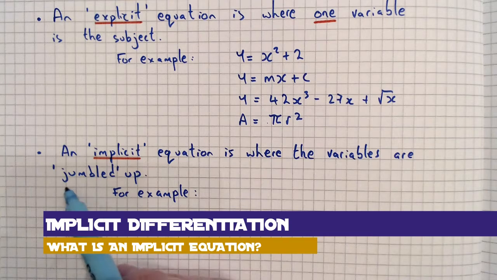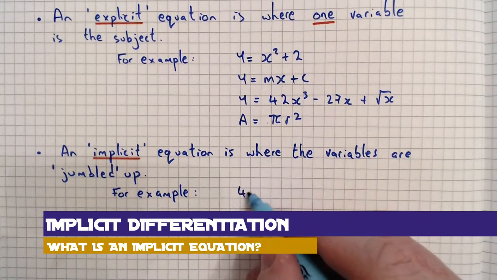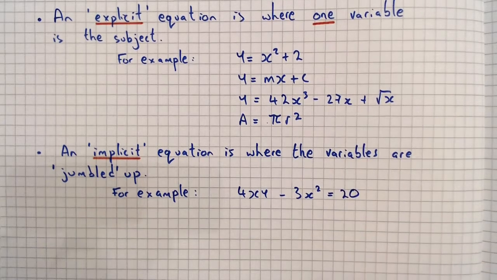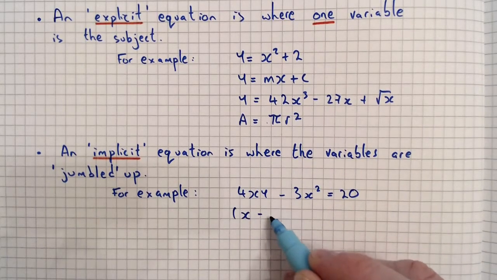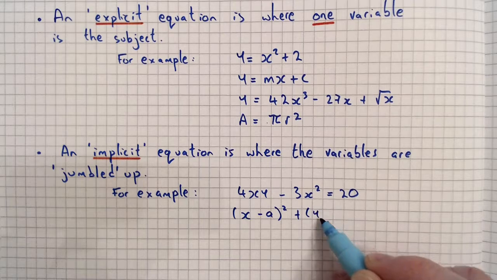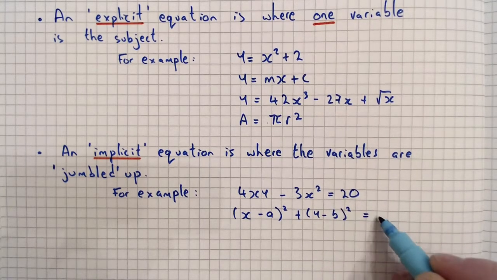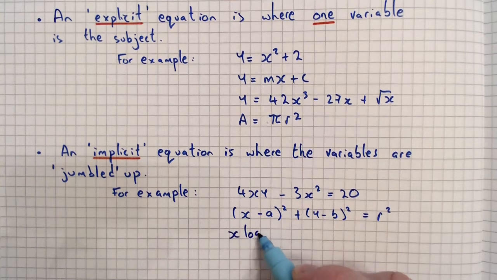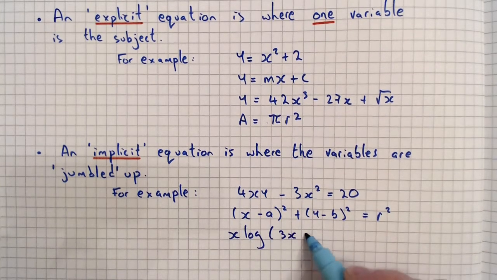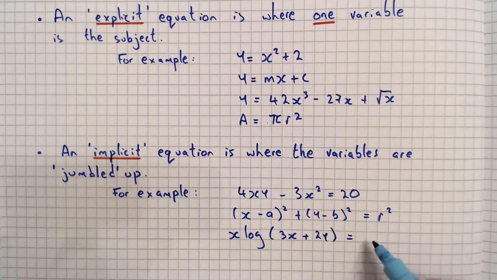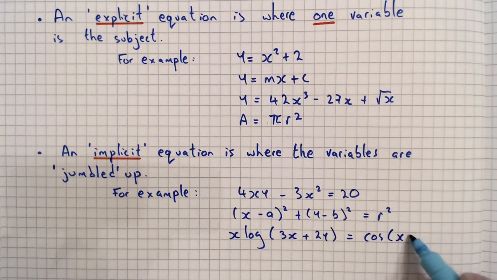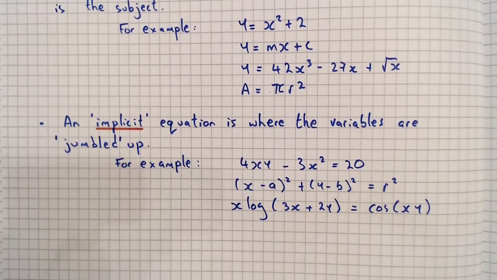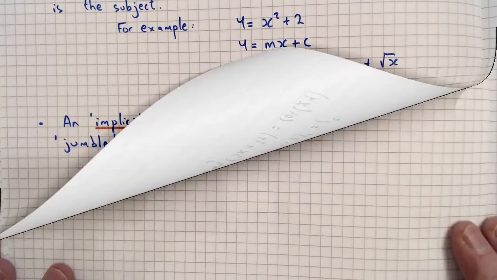An implicit equation, on the other hand, is where all the variables are kind of jumbled up. There is no one that is the focus. So, for example, if we looked at 4xy minus 3x squared equals 20, it's not x or y that's the focus of that equation. They're all kind of jumbled together. Similarly, for the equation of a circle, and if we just make up one with logs and cos's and jumble up the x's and y's as well, these are all different types of implicit equations. These are the kinds of things you will be expected to differentiate in your A-level syllabus.